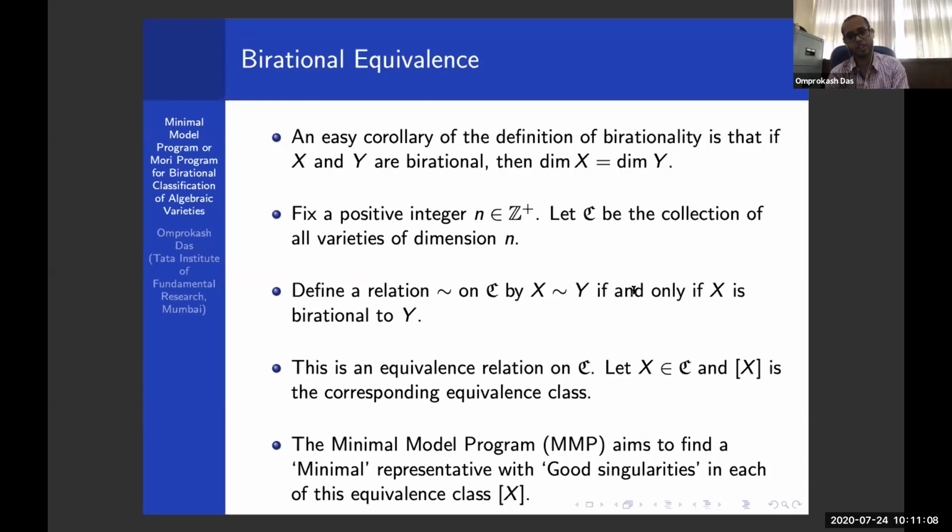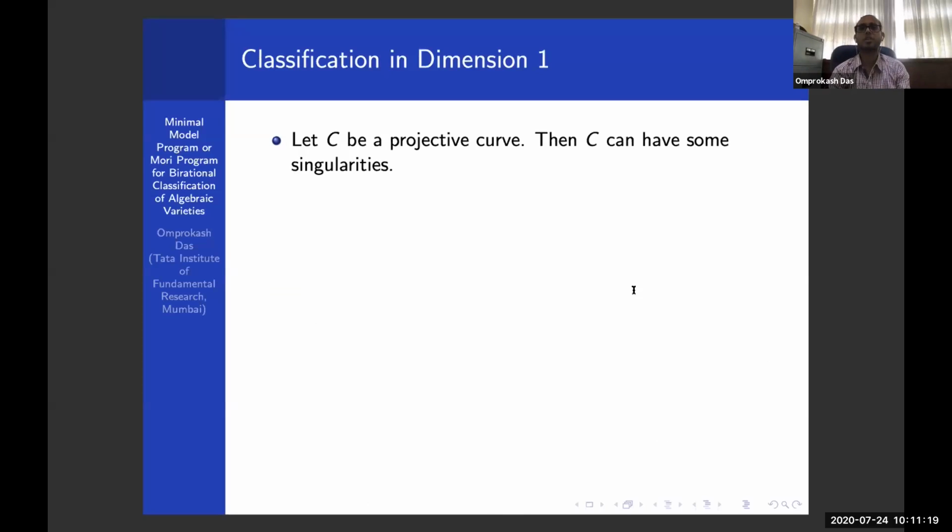So now let's start. Let's start with something very simple. We'll start with dimension n equal to 1, and see how the classification works. What is the minimal representative? What does it mean to have a good singularity? So that's what we will do next. Classification in dimension 1.